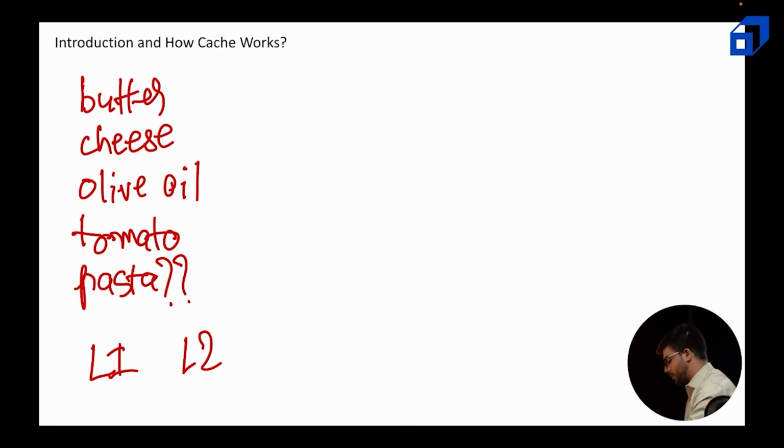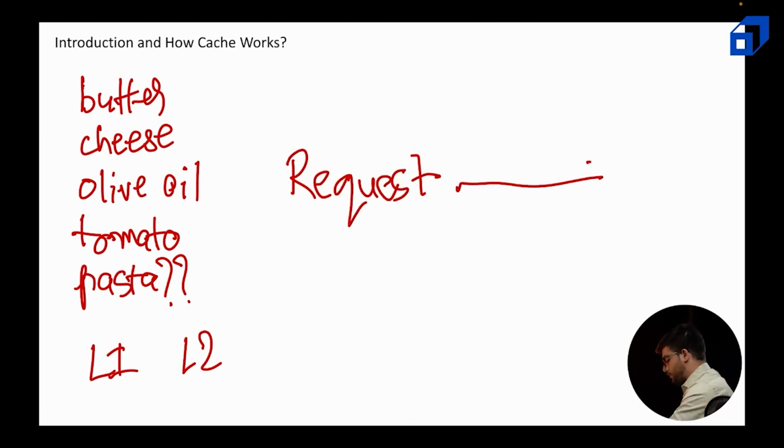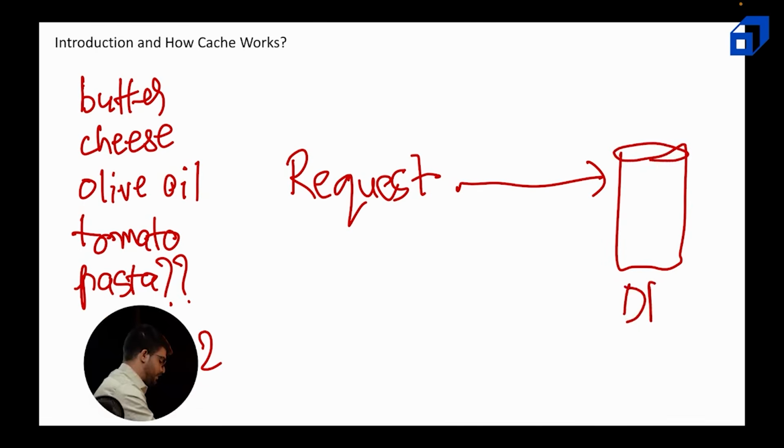Let's say you get some request. Now it tries to fetch from the database. Now this is the DB. So when the request comes, it asks something from the database and the information which is requested is returned to the user, right? But now this is a costly operation.